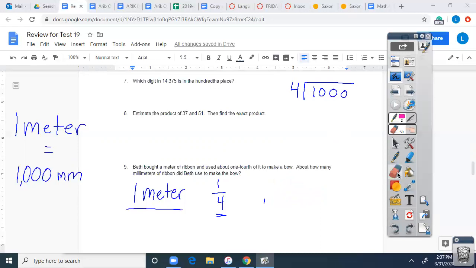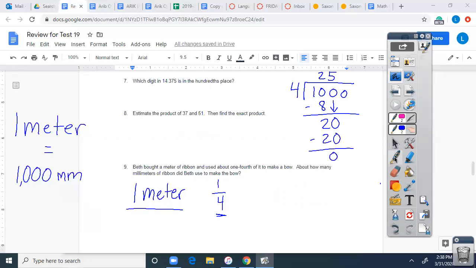Can 4 go into 1? Nope. Can 4 go into 10? Yes, it can go in 2 times. 2 times 4 is 8. 10 minus 8 is 2. Bring down this 0. Can 4 go into 20? Yes, it can. It can go in 5 times. 5 times 4 is 20. 20 minus 20 is 0.